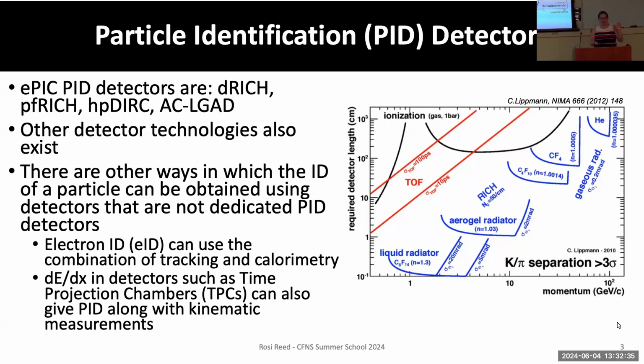There are also other ways in which the identification of a particle can be done using detectors that aren't dedicated PID detectors. For instance, electron ID can be determined by matching tracks with calorimetry. Also, and I'll talk about this a little bit, the ionization energy loss, dE/dx, in detectors like time projection chambers can give you both PID and kinematic measures. So it's rare to have a detector that only does one thing. Usually you want them to accomplish multiple things.